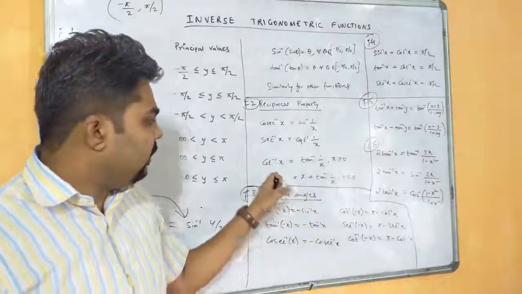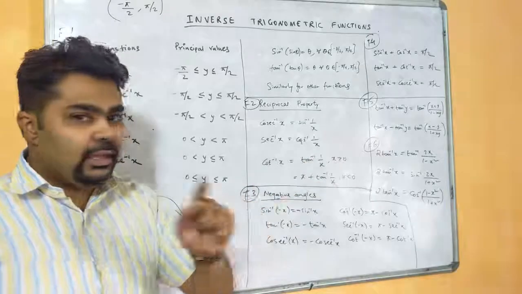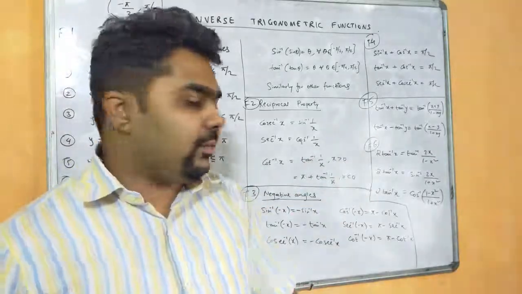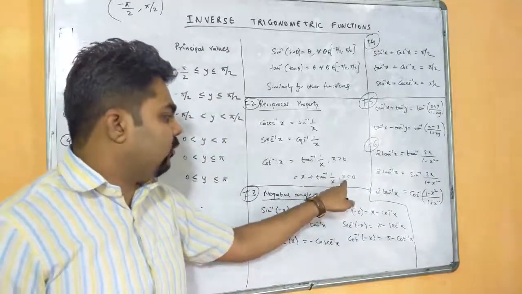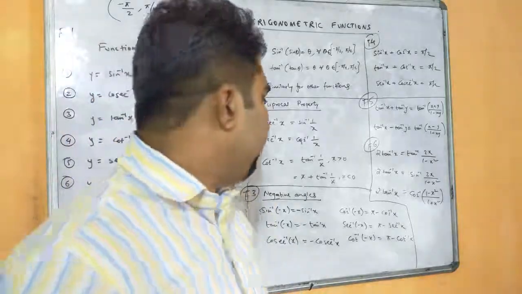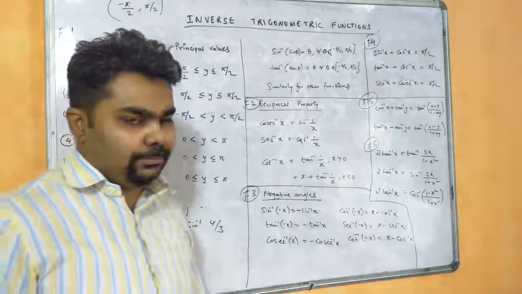Note here, cot inverse x can be written as tan inverse 1 by x if x is greater than 0. But in case x is less than 0, then we need to add pi. That means pi plus tan inverse 1 by x in case x is less than 0. Okay, so this is a small thing, you have to keep it in mind. Next we will jump to the next formula, that is negative angles.